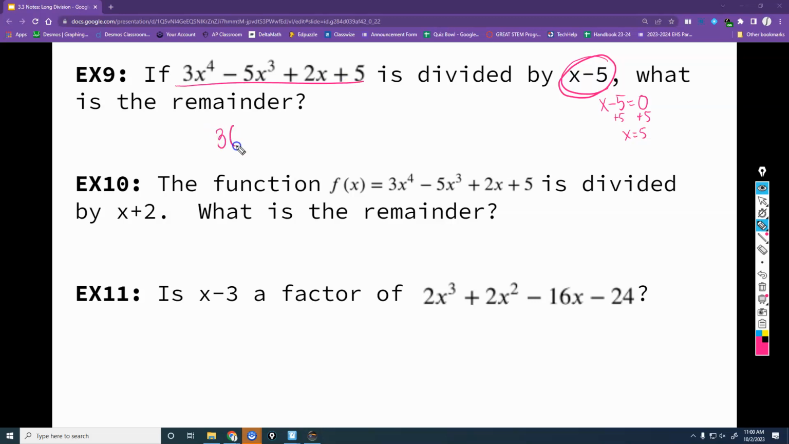So 3 times 5 to the fourth minus 5 times 4 cubed plus 2 times, I don't know why I switched to a 4 right there halfway through the problem. I've lost my mind. 5 to the third plus 2 times 5 plus 5. Definitely grab your calculator for that. You don't have to do that all by hand.